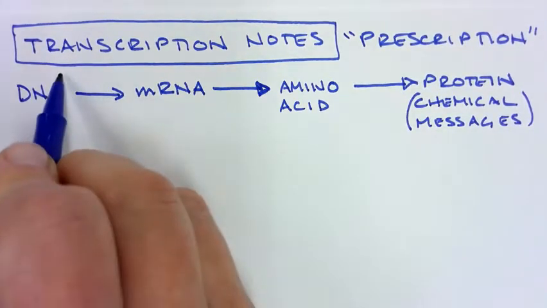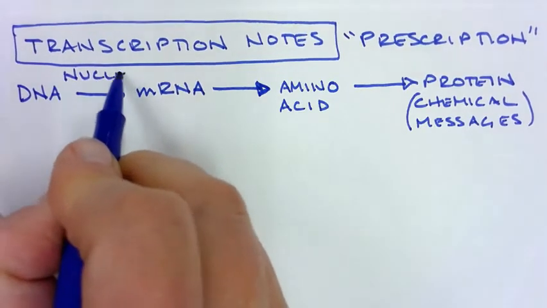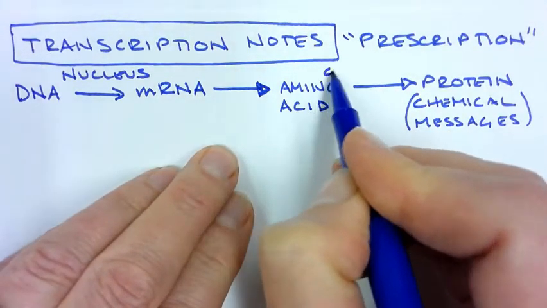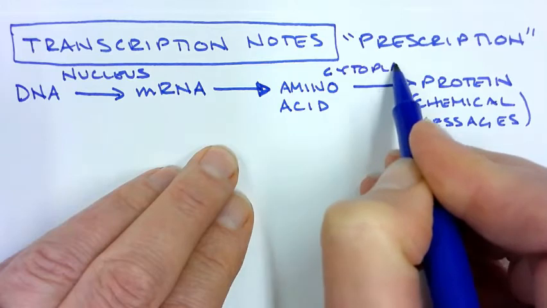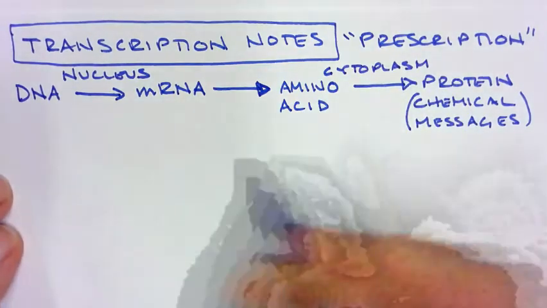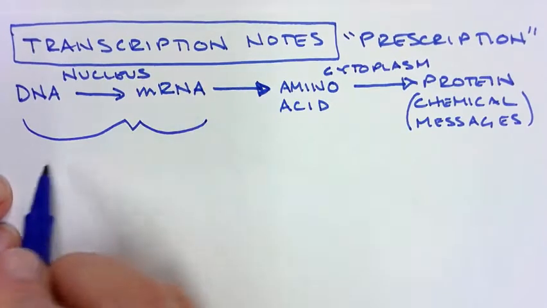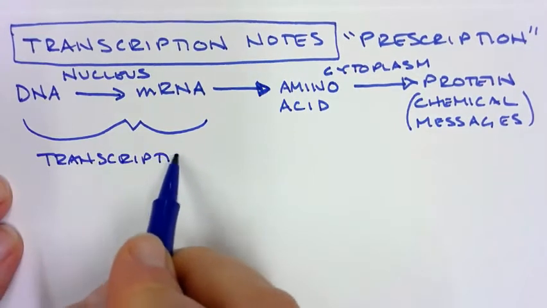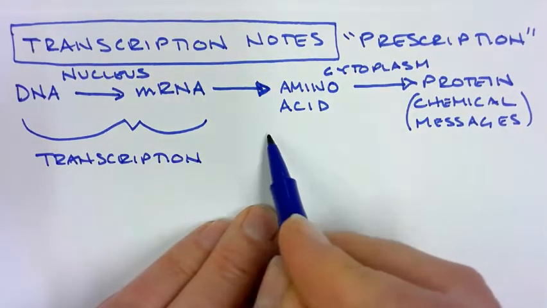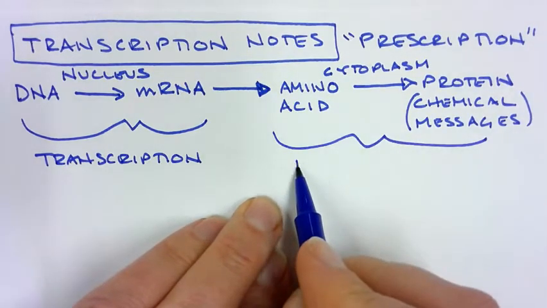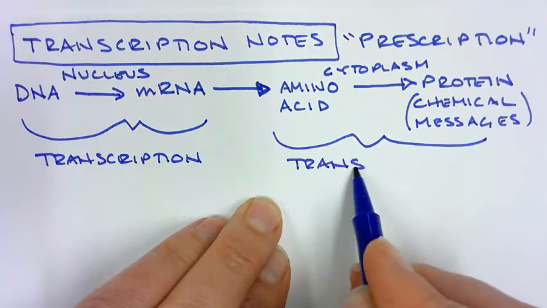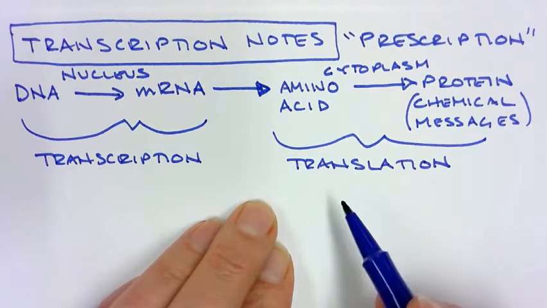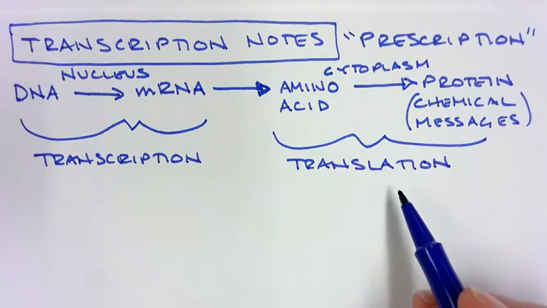DNA to messenger RNA takes place in the nucleus, whereas amino acid to protein takes place in the cytoplasm of a cell. This half is called transcription. We are writing the code. And just like your foreign language class, this half is translating, or called translation. Just like you do in foreign language, you convert from one language to another.